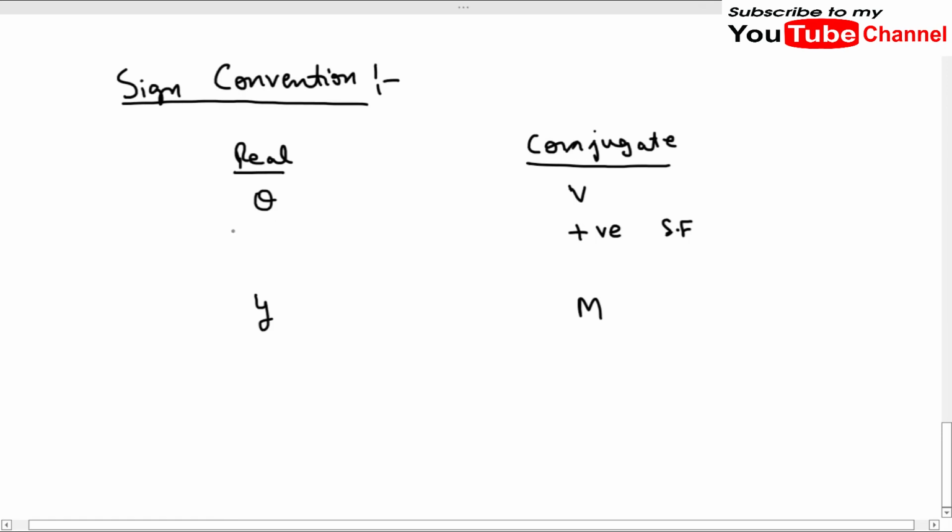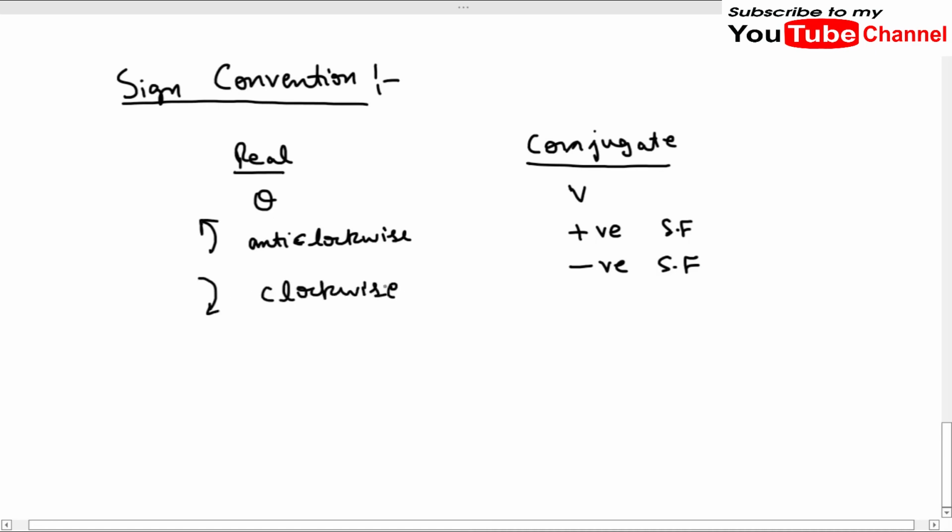the slope will be counterclockwise. The direction of slope will be like this, or you can say I should write anticlockwise. And if I get a negative shear force, it means that the direction of slope is clockwise. Now let us talk about the deflection.